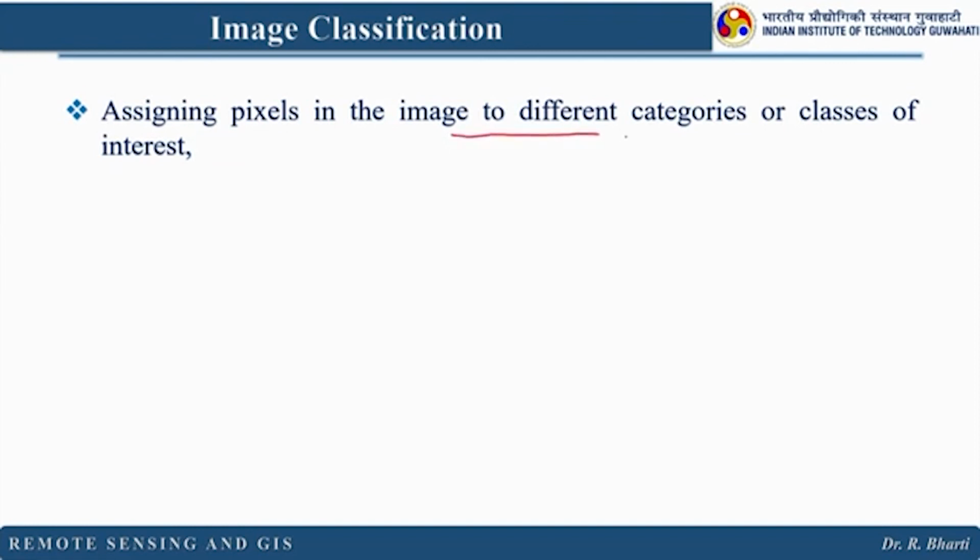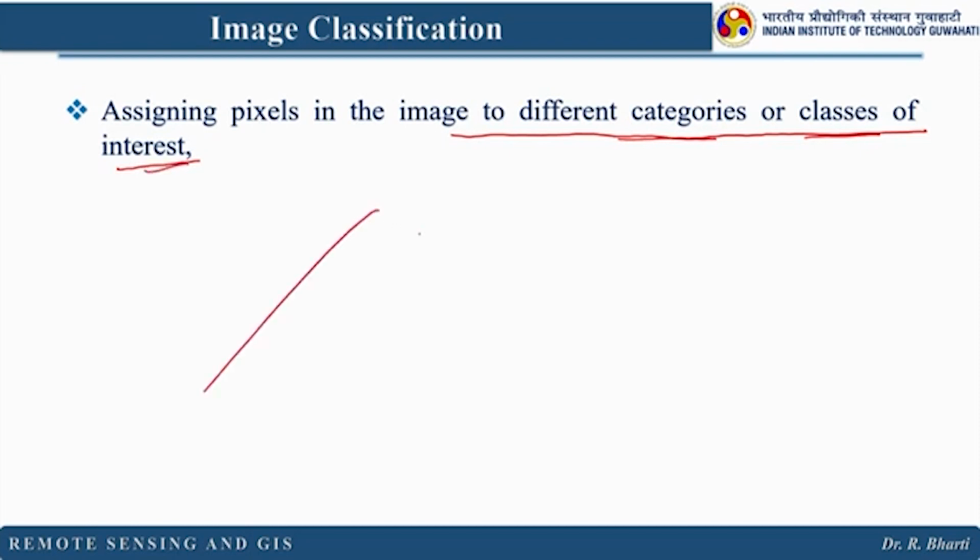So let us see what exactly image classification means. It is assigning pixels in the image to different categories or classes of interest. Here what we are doing is assigning each and every pixel of my image to different categories or different classes of interest.